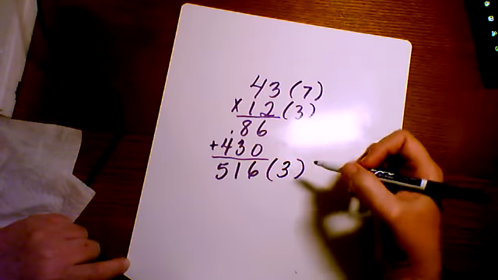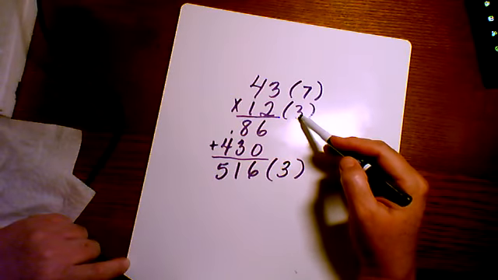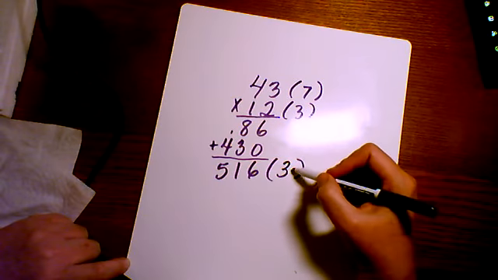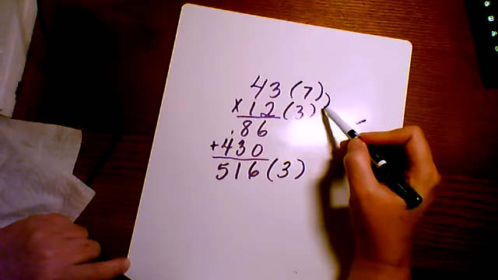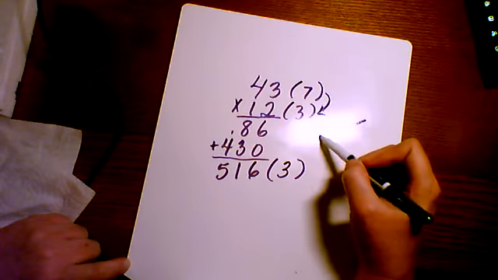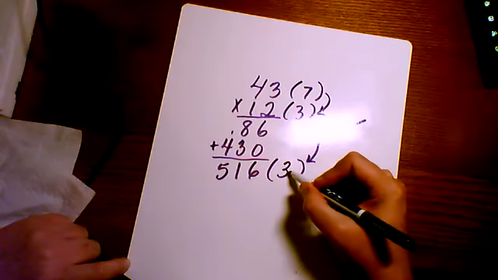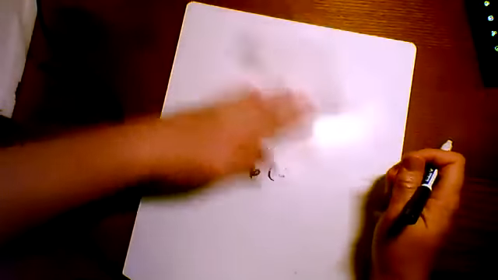Okay? So 7 times 3 equals 21. And 21's check number is 3. So we do check. So remember, we go 7 times 3 equals, we know the answer is 21. 2 plus 1 is 3. So our answer checks. Now let's look at how that works with division.